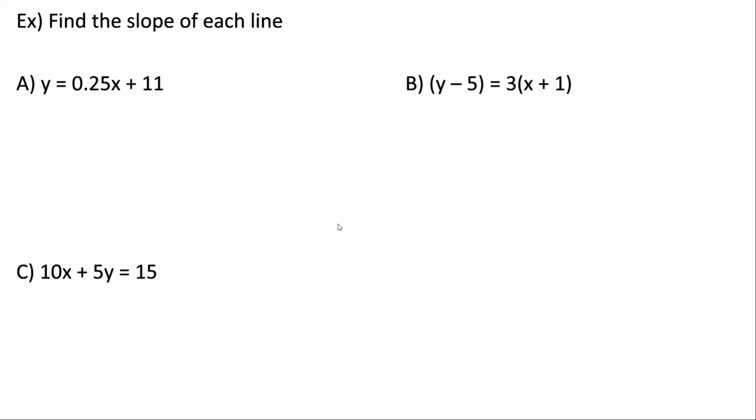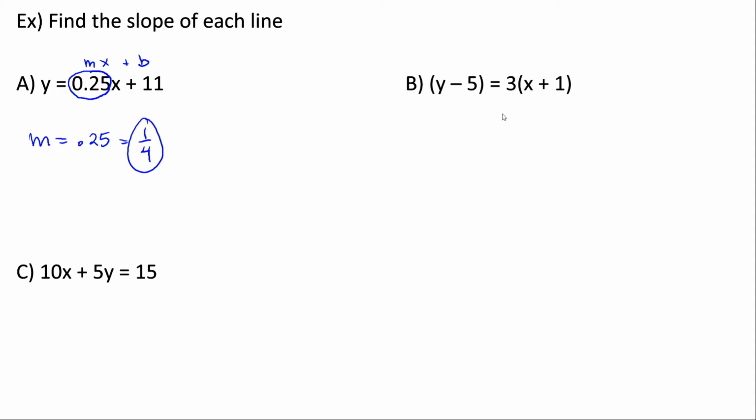Let's look at some examples here. Find the slope of each line. Part A, we should recognize this as already being in slope-intercept form. And we can see our slope right here is going to be 0.25. So our slope, we could say, is 0.25 or 1 over 4.